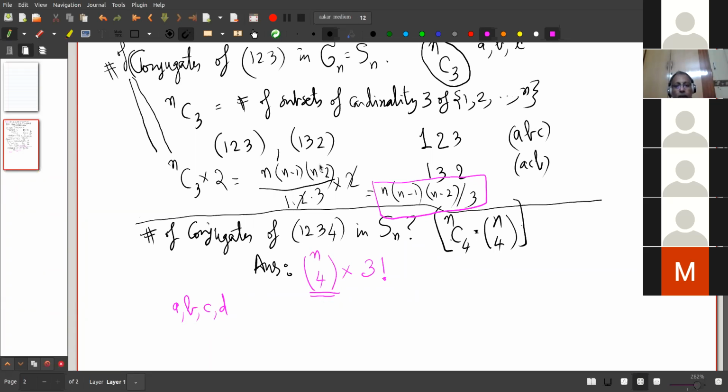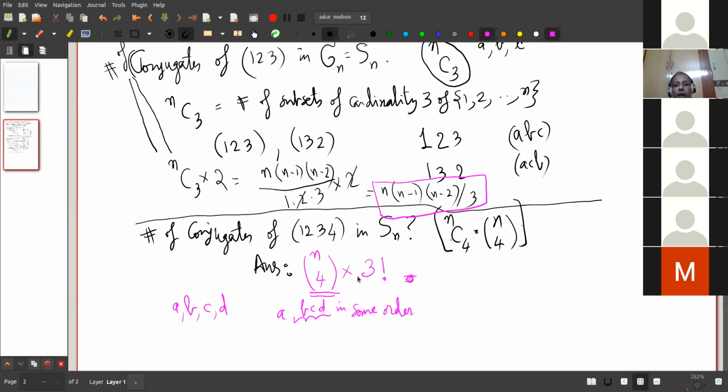As in the previous case, we observe that one of them, say A, you can always take to be the first element, and then it's a question of arranging B, C, D in various orders. Every order that you can write them in will produce a different cycle. Therefore, you are counting the number of permutations of 3 elements, which is 3 factorial. So this is n choose 4 into 3 factorial.